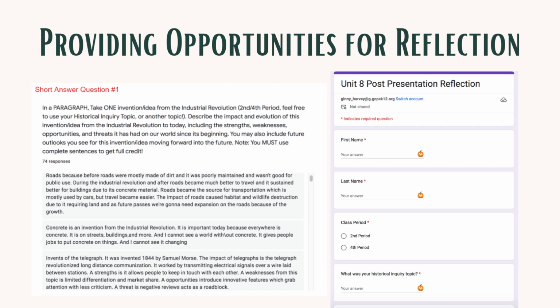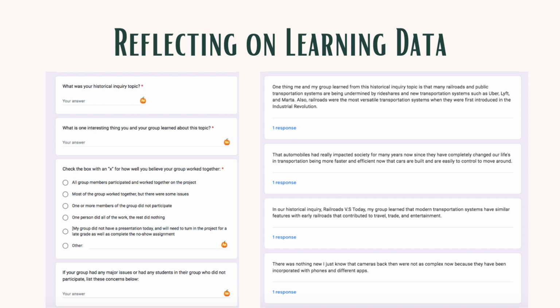Using a Google form, I have provided them with the means to reflect on their personal learning experiences throughout the project. Students received feedback on their short answer responses through the first Google form, which they then used to reflect on in their post-presentation. Students used the learning data from the short answer feedback to then share their final thoughts about the Industrial Revolution. They considered what they found interesting about what they learned, how well their group worked together, and what they learned about this era in history. This allowed students to consider the relevancy of what they researched for their inquiry project using a Google form.